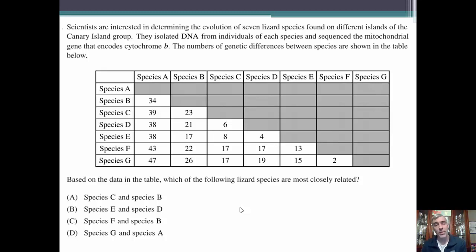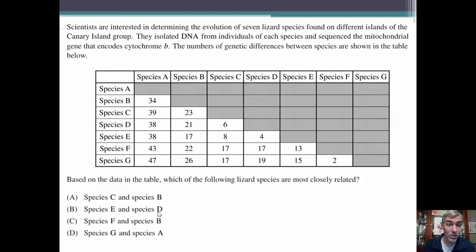So what you look for, remember, this is about genetic differences. So the lower the number, the more closely related. So clearly here, I look at F and G as being very closely related because there's only 2 differences. But what AP is doing to you, look at the choices. F and G are not a choice of the ones that they gave you. So you start to question yourself here. You shouldn't. You still follow the same logic, but let's go to the next closest. What's the next closest two species in terms of the number of differences? I see D and E have only 4 differences, and D and E are a choice on here. The answer is going to be this one, B.